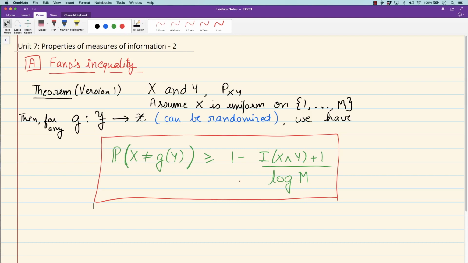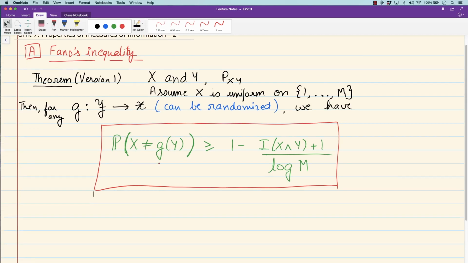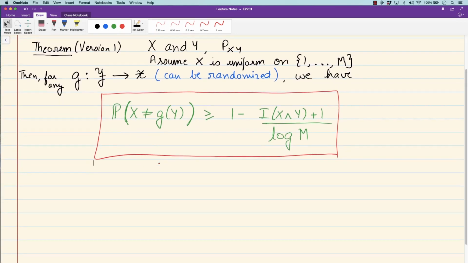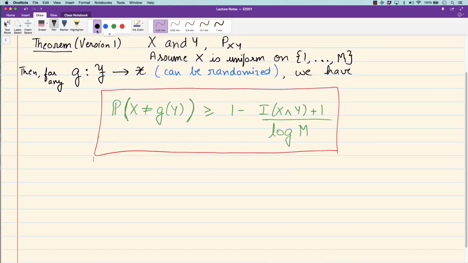Alright, so this brings out a very interesting interpretation of mutual information. It controls the number of hypotheses that you can resolve with a given probability of error. That's what Fano's inequality tells us. Okay, that's this first version. So how do we prove this? Let me give a slightly different proof from what is available in most textbooks.